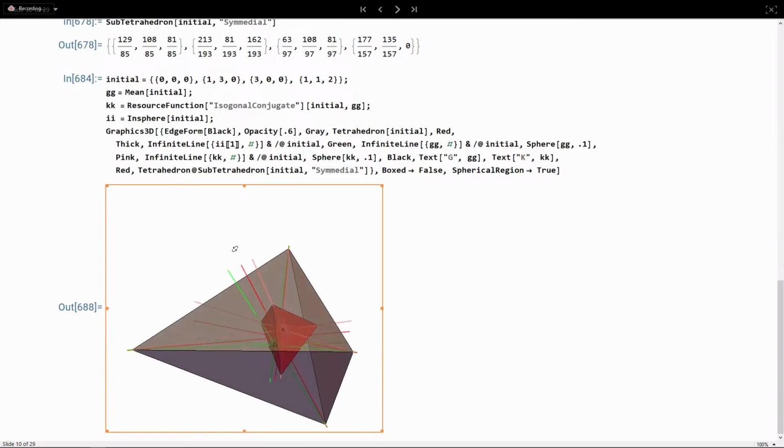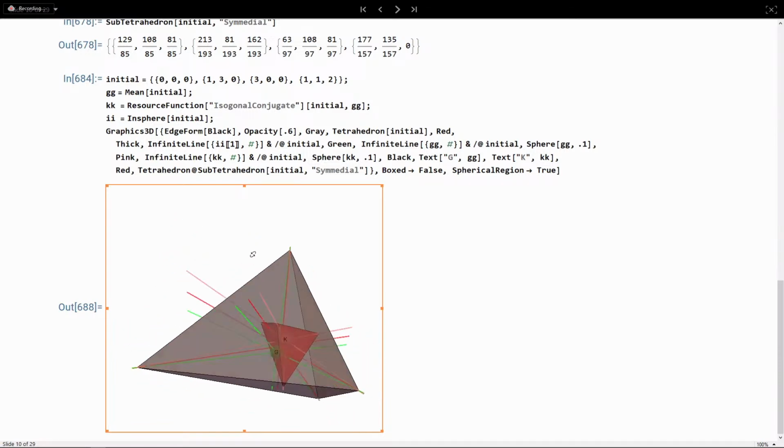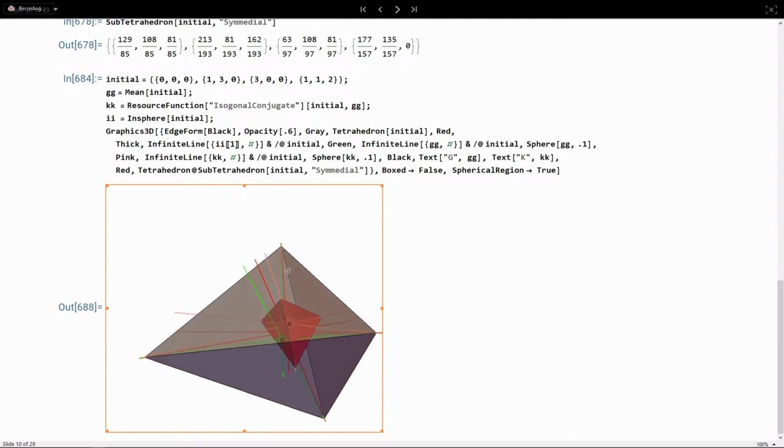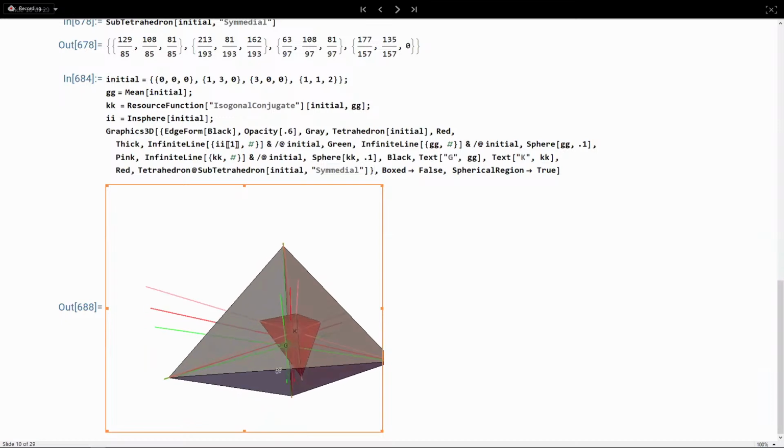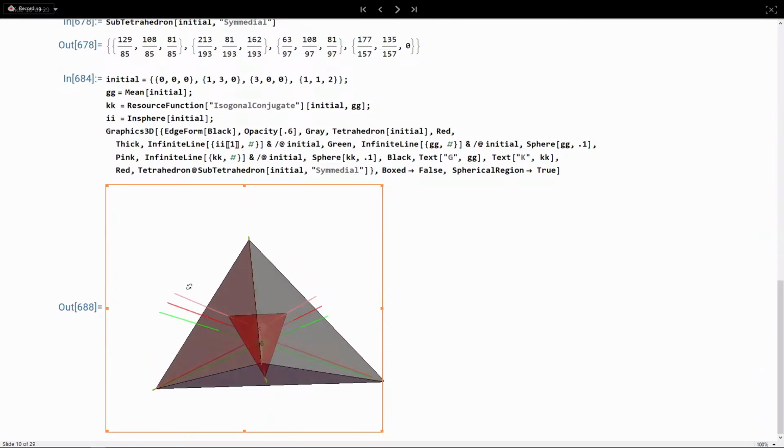So here's the same thing in the tetrahedron. G is the centroid, K is the Submedian point, and we can get the Cevians of the Submedian point to get the submedial tetrahedron.